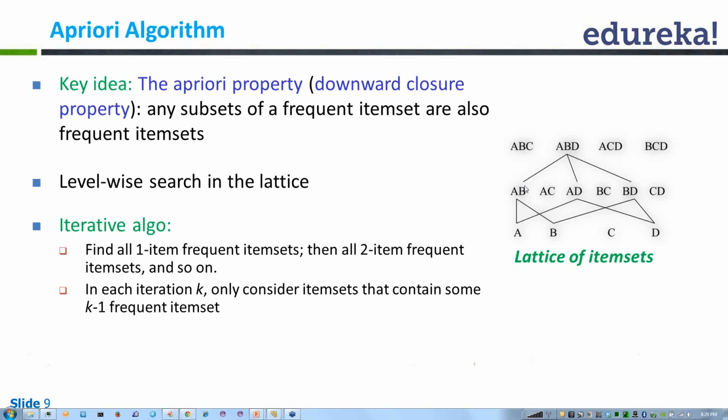If I tell you that AB is frequent, can you say anything about A and B, which are the subsets of AB? Can I say they are frequent or not frequent, or can be both? If AB is frequent, can I say A is frequent and B is frequent? Absolutely, because if the support of AB is greater than the threshold, then obviously the support of its subsets will be greater than the threshold. It's a very, very simple property. Do you agree, Tanay?